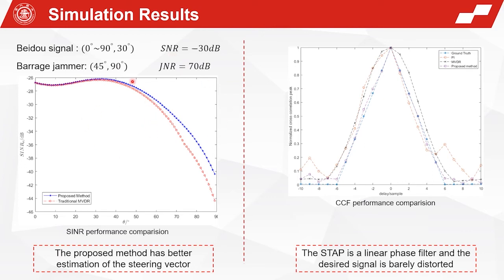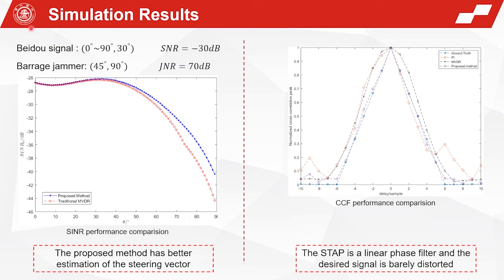It can be seen that the output SNR of the traditional MVDR degrades faster than the proposed method as the altitude angle increases, where the largest deficit can be up to 4 decibels when theta approaches 90 degrees. This can be interpreted that the mismatch of the signal steering vector gets larger as the elevation angle increases. Therefore, the proposed method has better estimation of the steering vector, which enables a better SNR performance compared with the traditional MVDR.